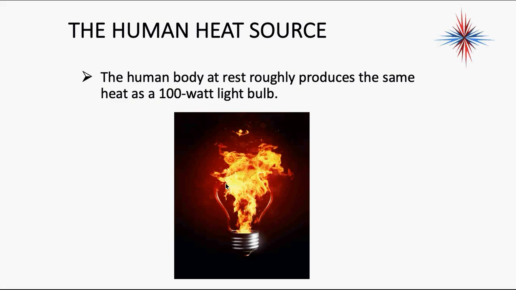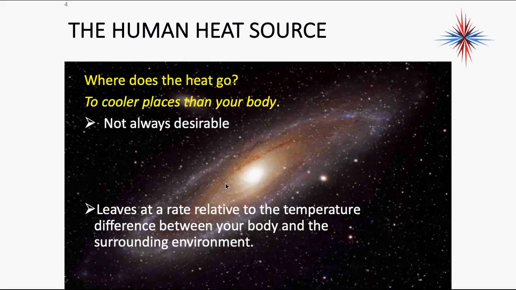You resting on a couch, without doing any activity whatsoever, produce the same heat as a 100-watt light bulb. So a resting body produces less heat. Where does the heat go? To cooler places than your body. Heat will always leave your body from your warmer body to a cooler area. Now in the summer that's reversed. Your body will absorb heat, but it's not always desirable.